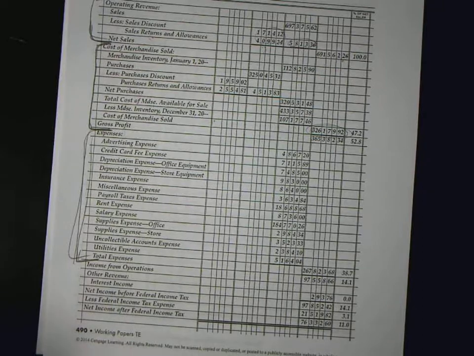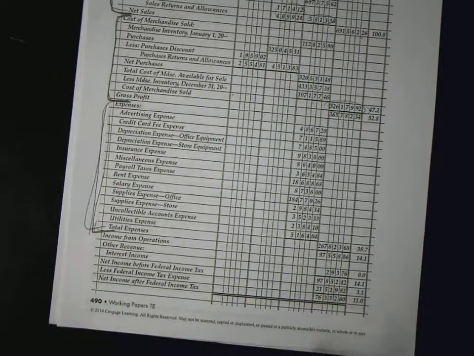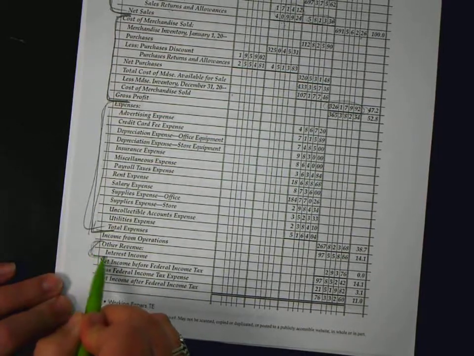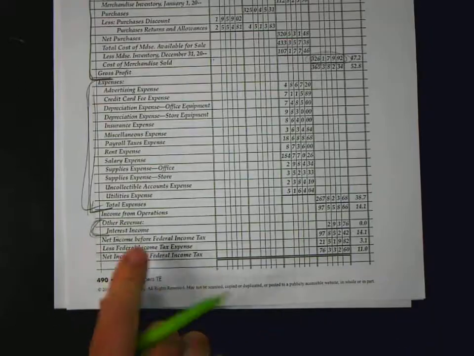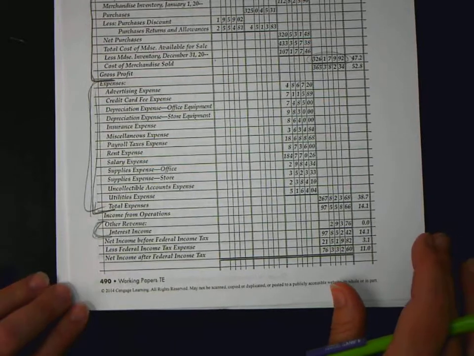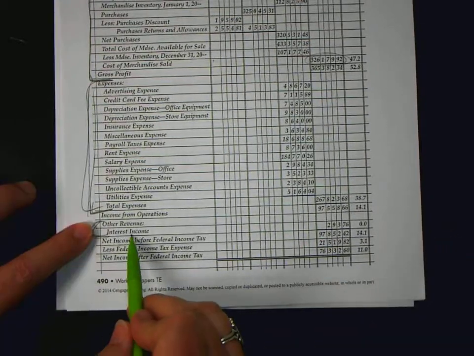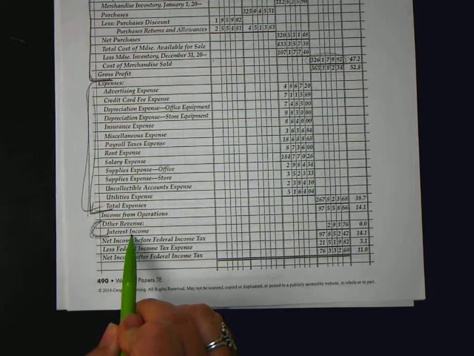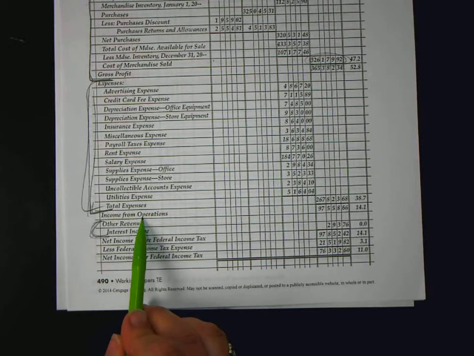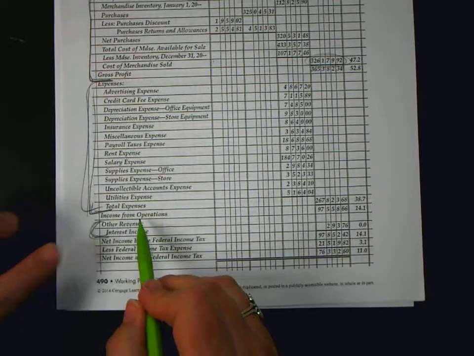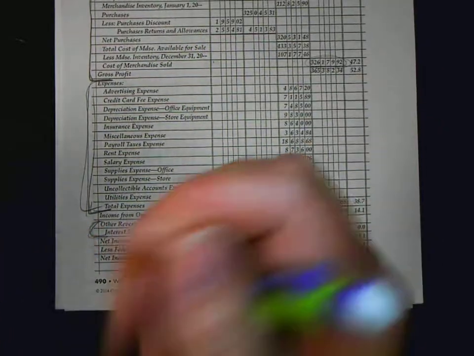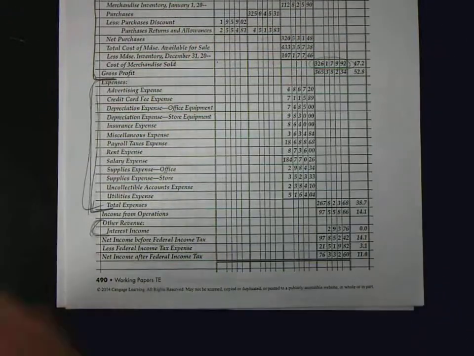Then you basically got some extra income coming in with interest income, and then there's your section for your taxes. What is income from operations? If we have any interest income, I'm not sure that we're going to have any. Income from operations is just a heading, just another little group, just like operating revenue, cost of merchandise sold.